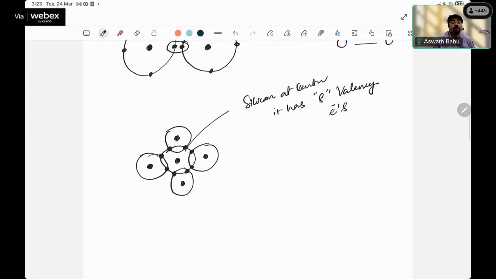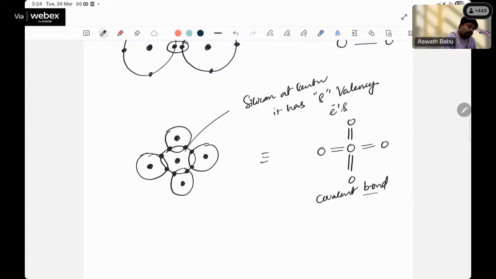So in this way, they form a very good covalent bond, with 4 silicon atoms surrounding one silicon atom. Covalent bonds are by nature very strong, so it is difficult to break the bond between them. It's like a chemical bond. So this is what we see, right?